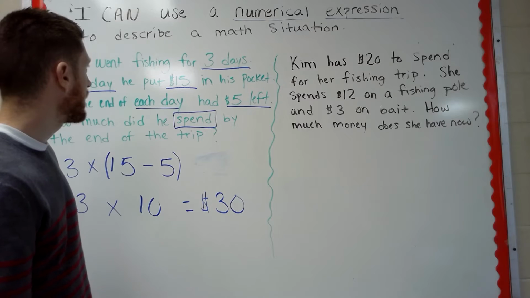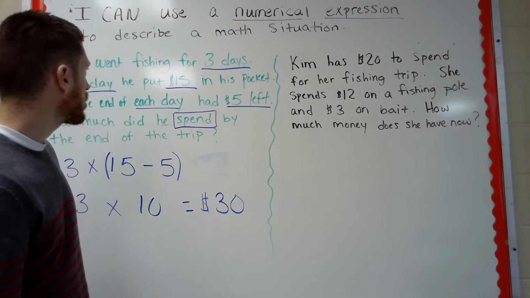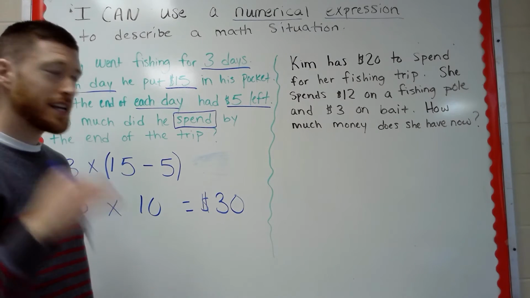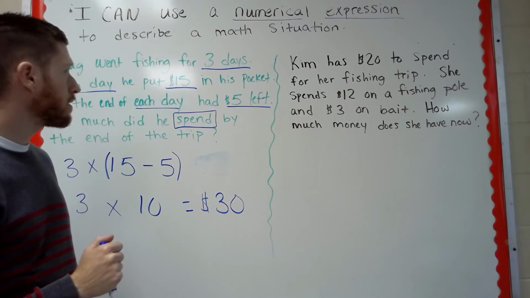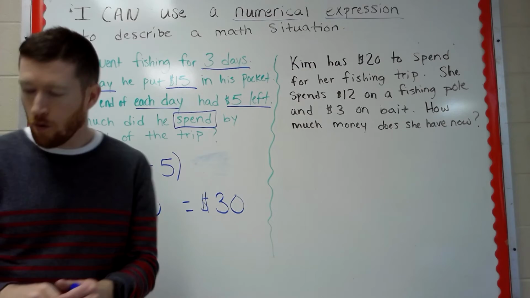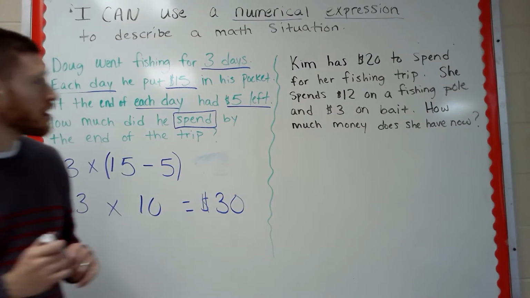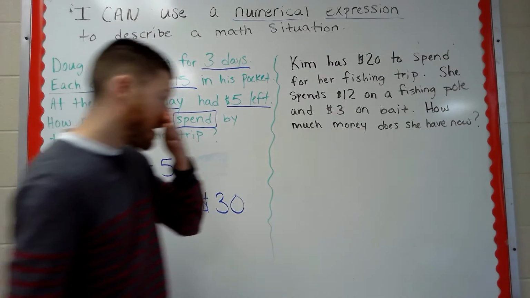Each day, he had $15 in his pocket. He ended up with 5. 10 times 3 is 30. That one hopefully was pretty easy for you. Let's take a look at this one here, and I'm going to move over with my blue marker. Hopefully you can still see.